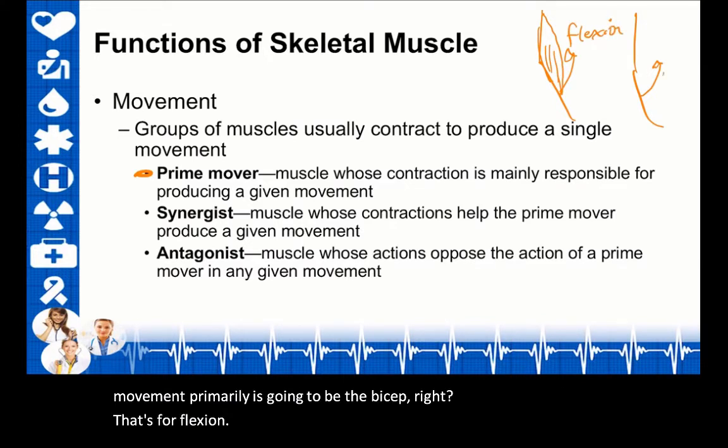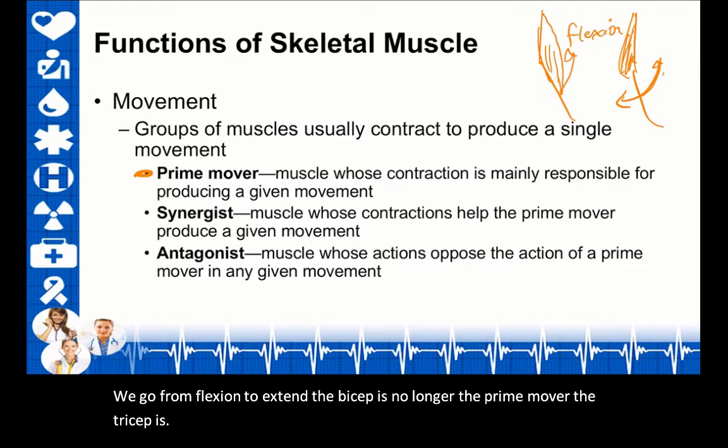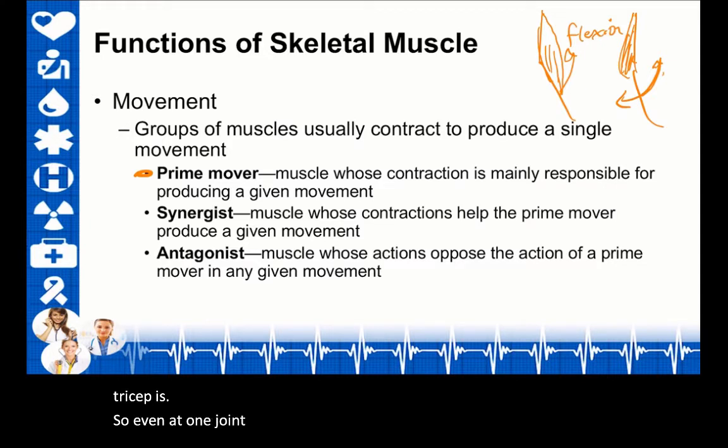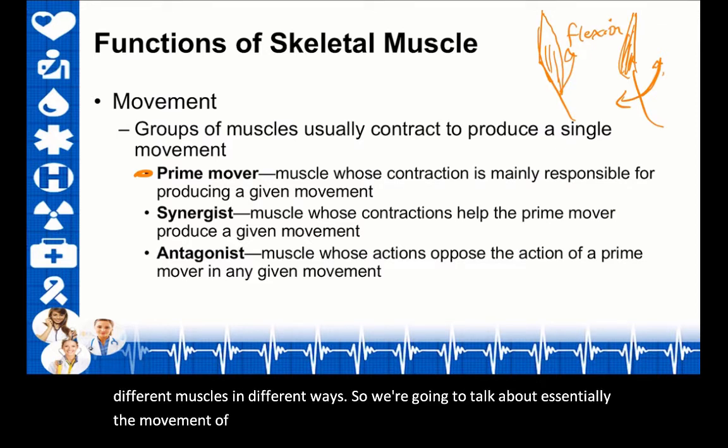But if we extend, we go from flexion to extension, the bicep is no longer the prime mover. The tricep is. So even at one joint, the movements opposite each other are using different muscles in different ways. So we're going to talk about essentially the movement of flexion of the upper arm as our example. In that, the prime mover is going to be the bicep.